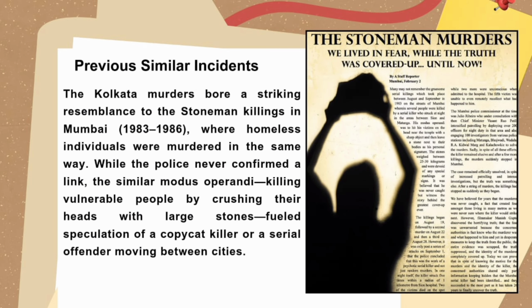person. A similar case like Kolkata also happened in Mumbai, known as the Raman Raghav case, where a serial killer targeted homeless people from 1983 to 1986, where the homeless individuals were murdered in the same way, killing vulnerable people by crushing their heads with a large stone.